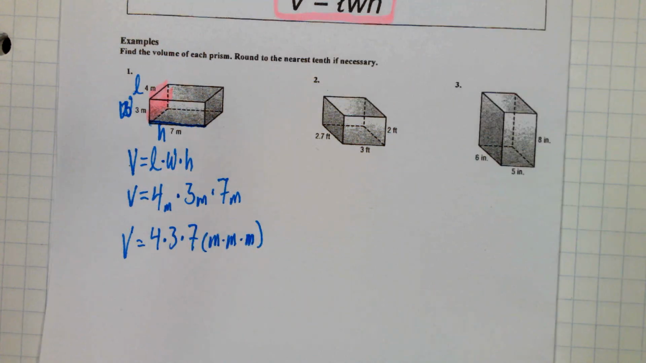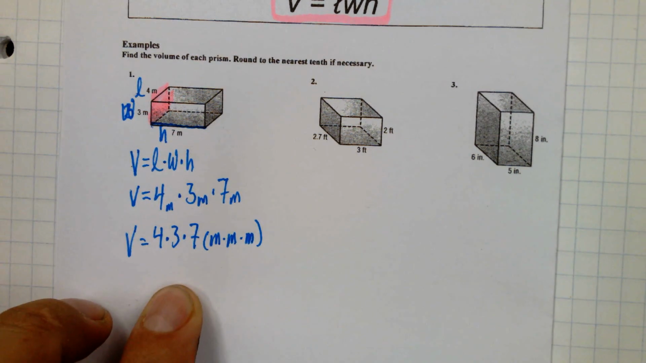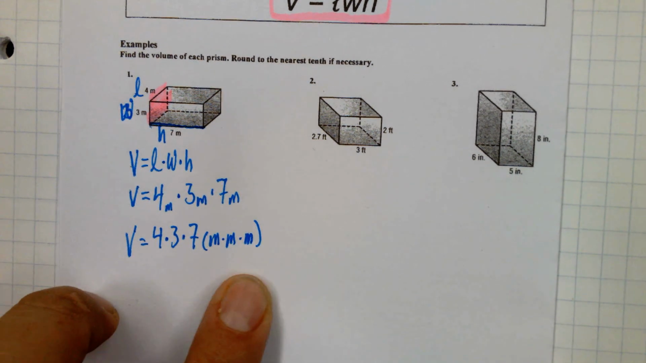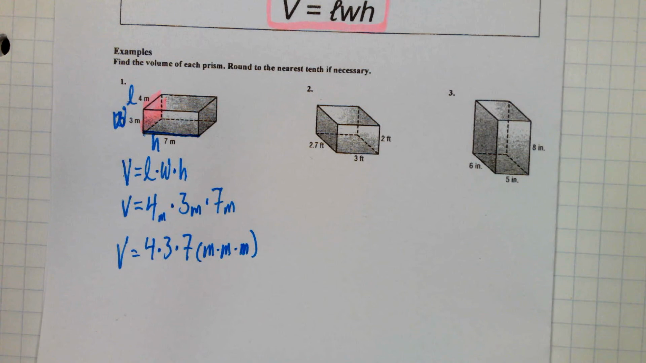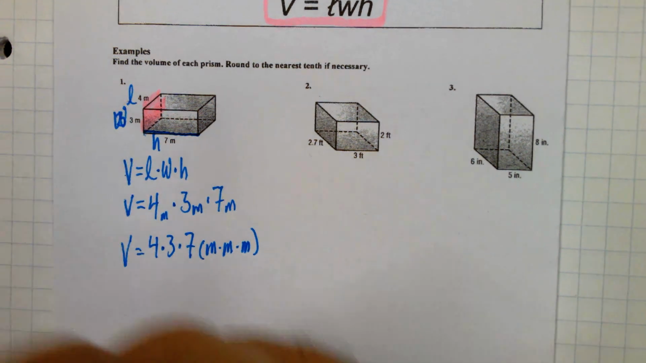Let's pause for a minute. So using the associative property, I could rearrange stuff. I have 4 meters times 3 meters times 7 meters. I can separate the 4, the 3, and the 7, the coefficients, right? Because I want to multiply those. And the meters times the meters times the meters. So let's just do that. Okay? Let's multiply on your calculators 4 times 3 times 7. Let's see what we get.